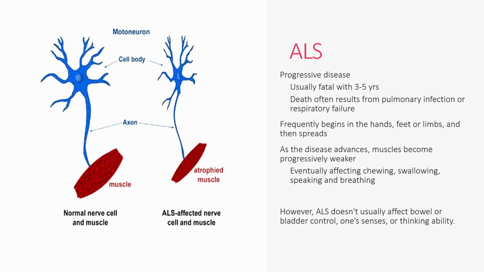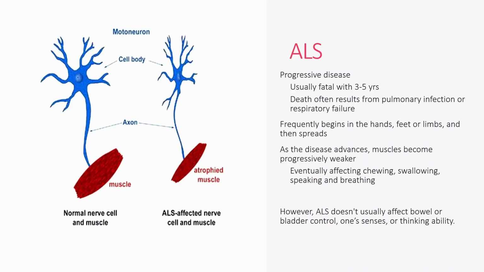So again, here's a picture. You can see here this axon is getting thinner and it's starting to pull away. Eventually, it'll denervate the muscle and pull away. Progressive disease, usually fatal within 3 to 5 years. Death results from pulmonary infection or respiratory failure. Why? They can't breathe very well. They need help supporting their airway. They're probably going to be ventilated. You have risk of developing infections with that.